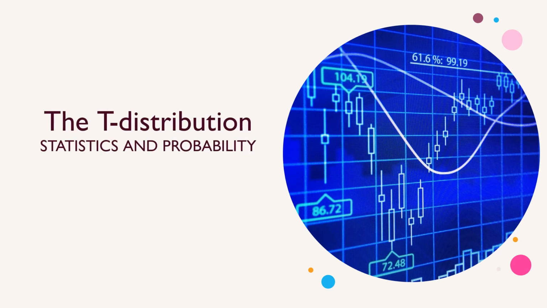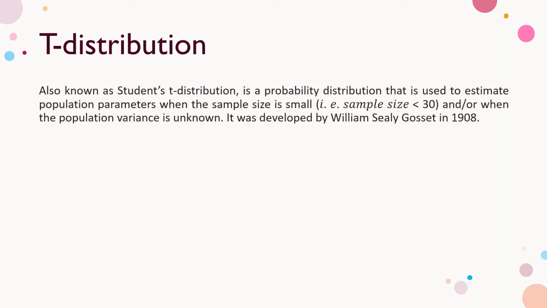Hello everyone, welcome to this session on the t distribution. So what is the t distribution? It says here that the t distribution is also known as the student's t distribution. So this is another name for the t distribution, and it is a probability distribution that is used to estimate population parameters when the sample size is small.